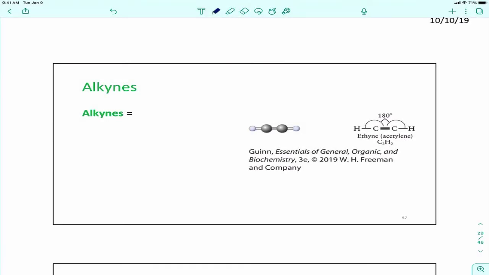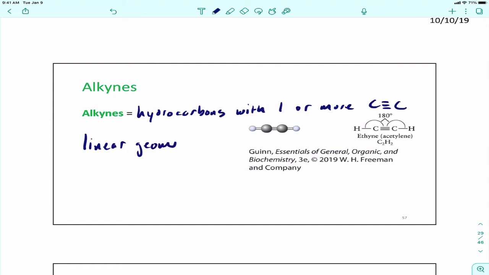The next group we're going to talk about are the alkynes. The alkynes have a carbon-carbon triple bond. So our definition of alkyne here is that these are hydrocarbons with one or more carbon-carbon triple bond. Now, each carbon of the carbon-carbon triple bond has a linear geometry, and that means that the bond angles will be about 180 degrees.